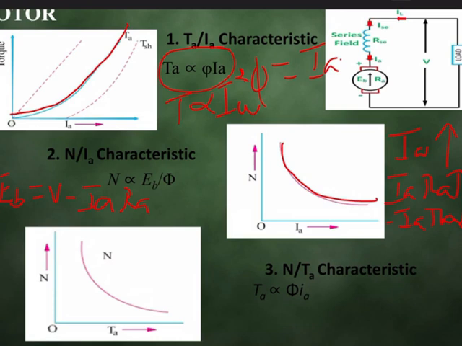Now let us go with the last characteristics, speed versus torque. We don't have a direct relation between speed and torque, but we have a relation between speed and armature current. Speed is directly proportional to Eb, where Eb is inversely proportional to Ia. And torque is directly proportional to Ia. From this relation, we can interlink that torque will be inversely proportional to speed. That's why when torque increases, speed decreases. This is in the case of a DC series motor.